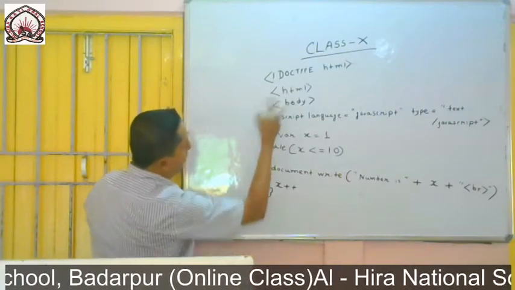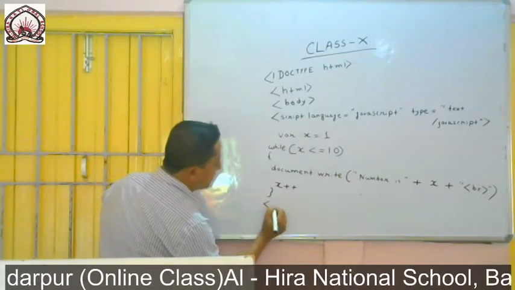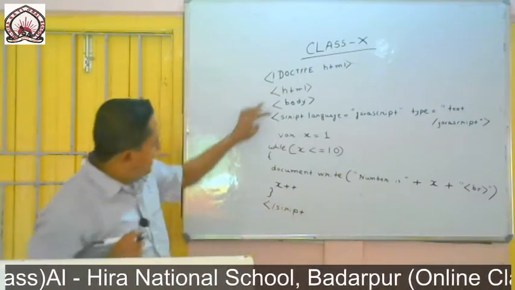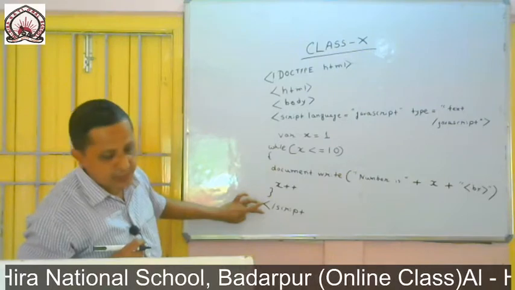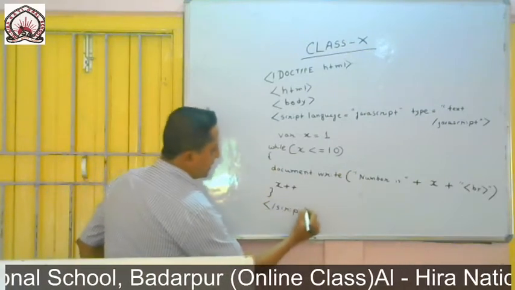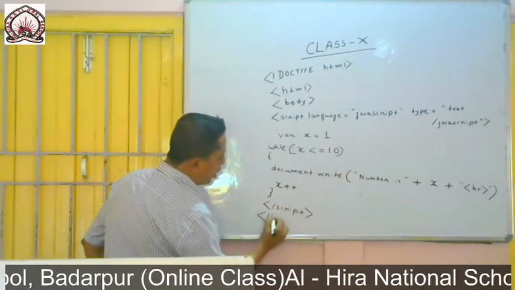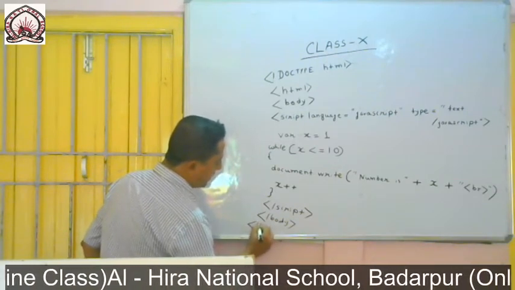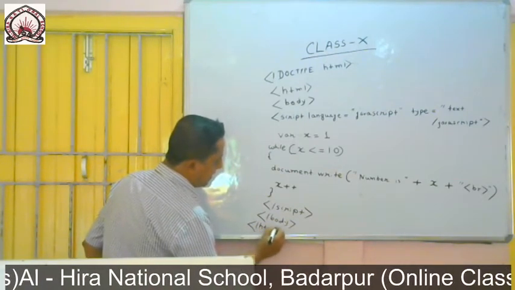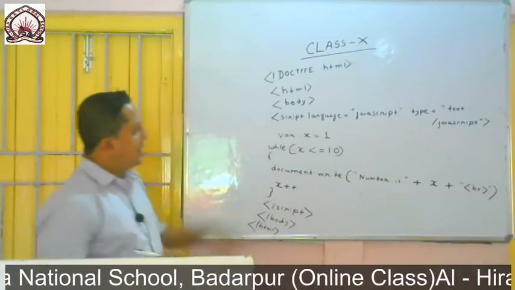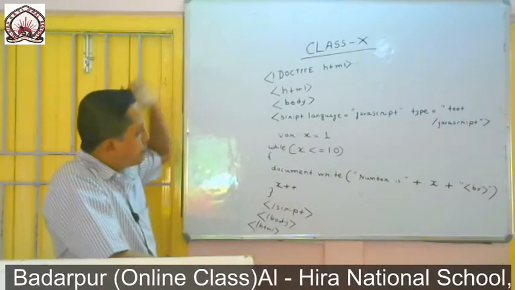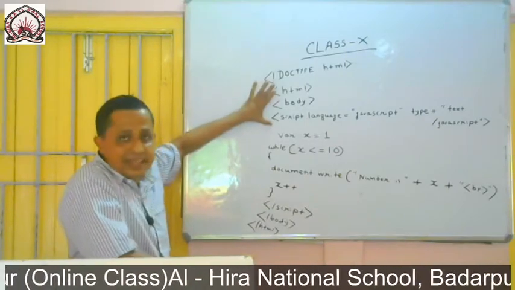Okay, first I will close the script. As I gave the script tag, I am just closing the script, then I will close the body, and then I will close the HTML. Okay, now I am trying to make you understand this program. Up to here, I think, is it clear?